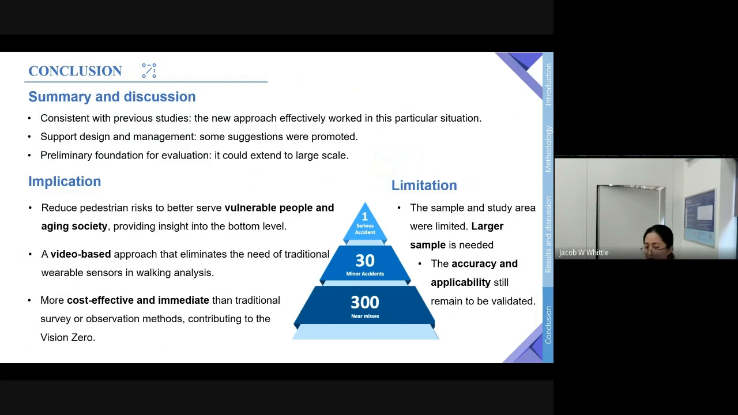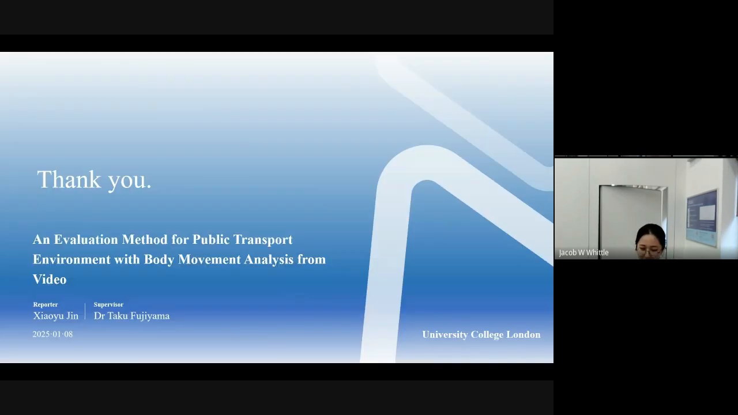The sample and the study area were limited. A larger sample is needed, and the accuracy and the applicability still remain to be validated. That's what I will do in my future study. Yes, that's all. Thank you for listening.